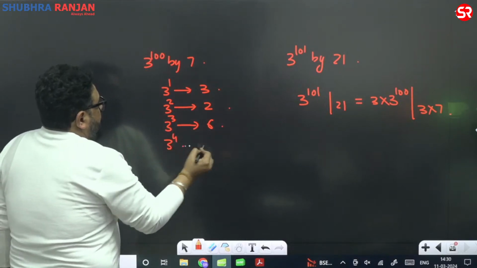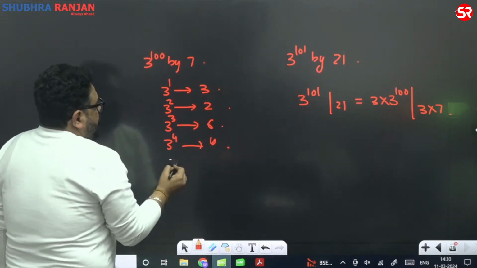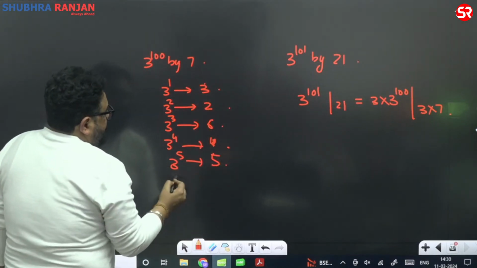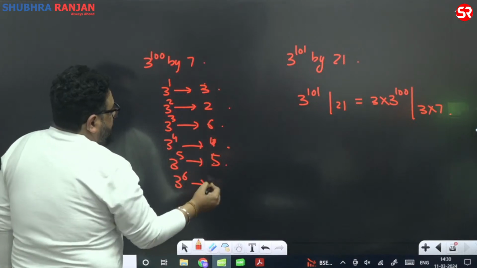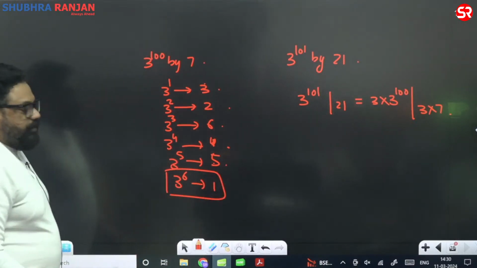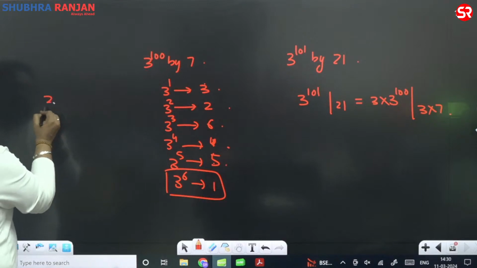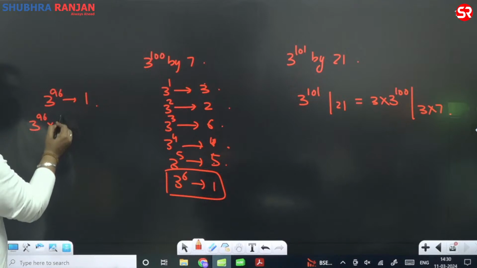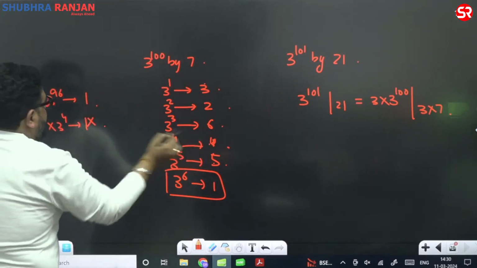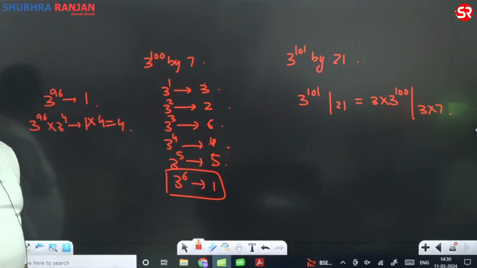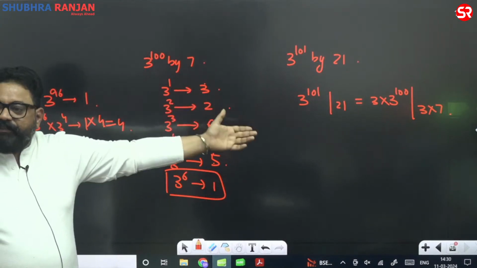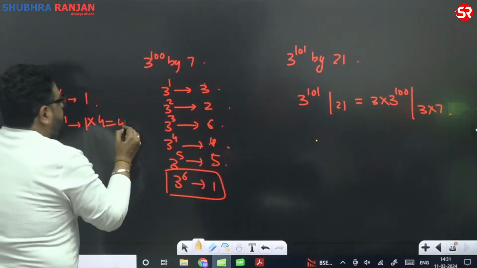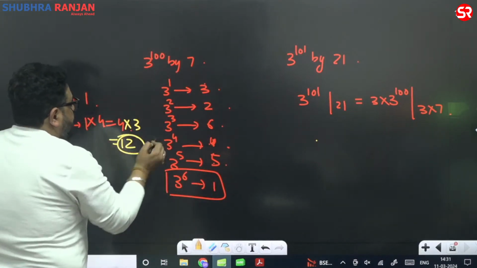3 to the power 4 is 18, which is 4. 3 to the power 5 is 12, which is 5. And 3 to the power 6 is 15, which is equal to 1. So 3 to the power 6 gives you 1, which means 3 to the power 96 also gives you 1, which means 3 to the power 96 into 3 to the power 4 gives you 1 into 3 to the power 4 is 4, which is equal to 4. And then you cancelled off 3. So you put down that 3 back again, right, into 3, which is equal to 12. Answer is 2.